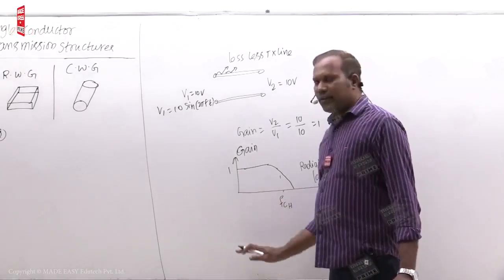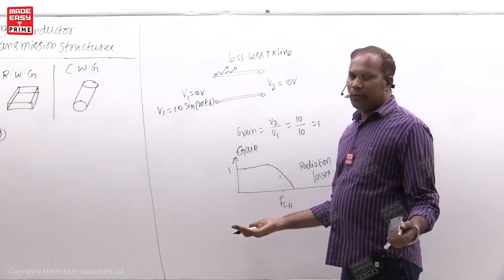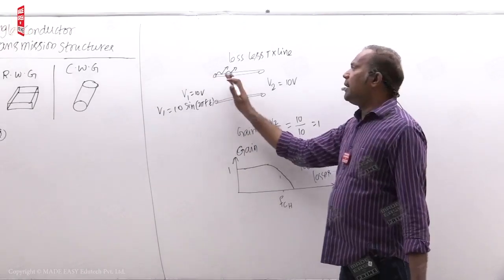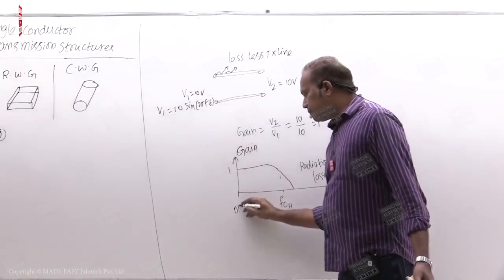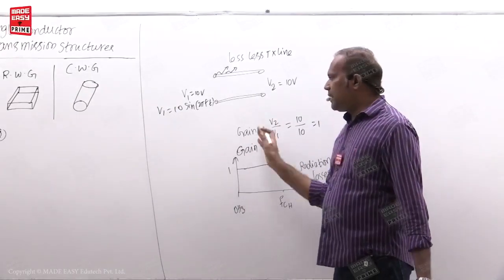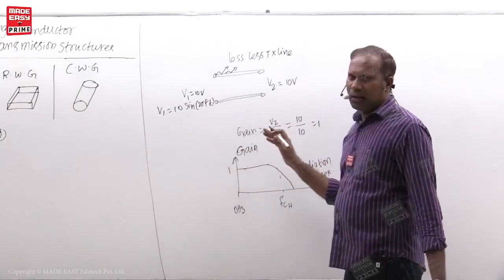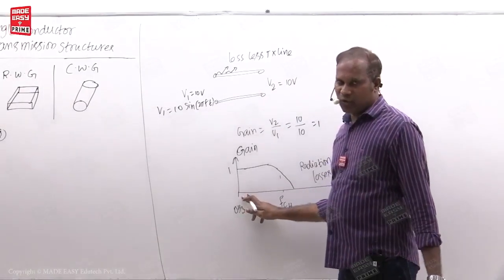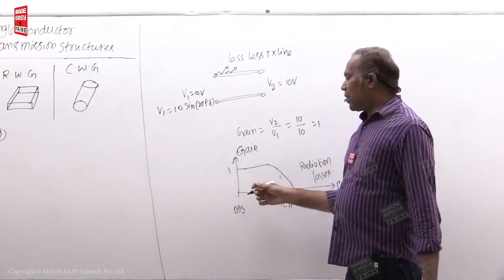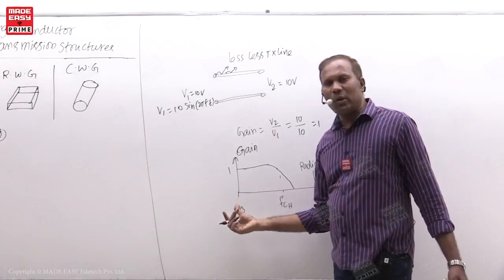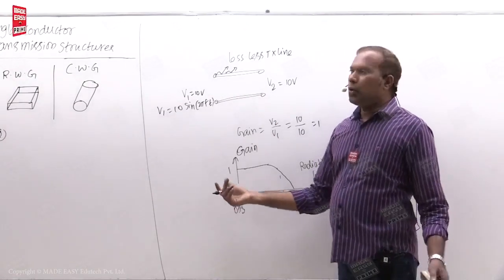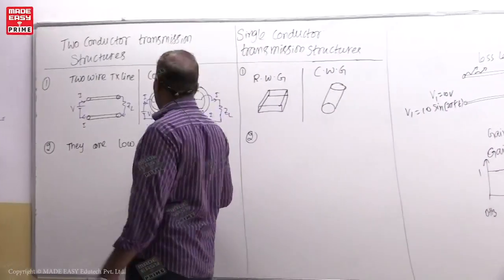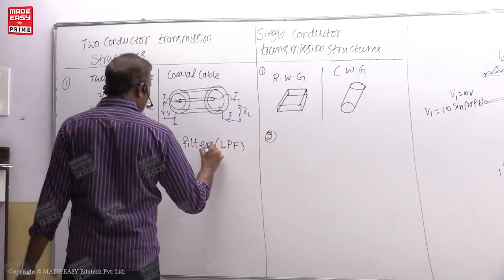Then what is the lower cutoff frequency for this? There is no lower cutoff frequency. What is the meaning of lower cutoff frequency? From which frequency it can start sending the signal? From 0 frequency, from 0 hertz onwards, that means a DC signal also it can transfer through these 2 conductors. So that is why there is no lower cutoff frequency for this one. That is also an objective question, student. For which of the following transmission structures is there no lower cutoff frequency? Answer: two conductor transmission structures. So I will write this here. So they are low pass filters, LPF.